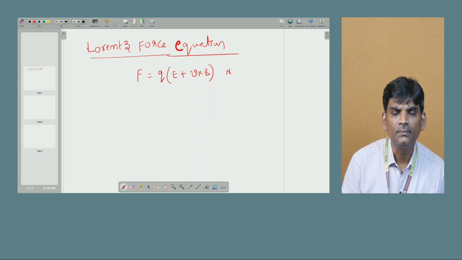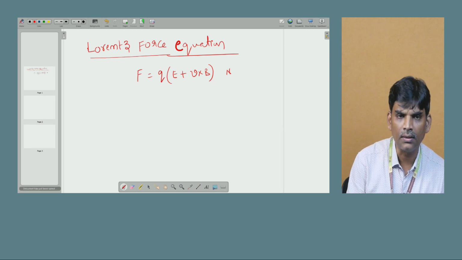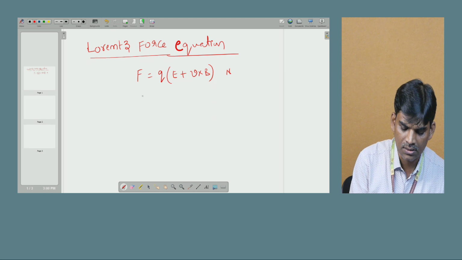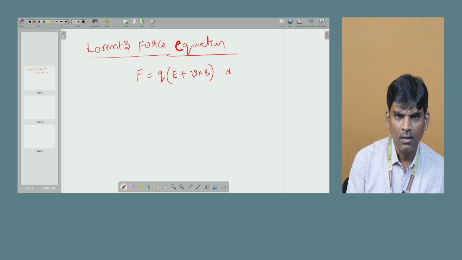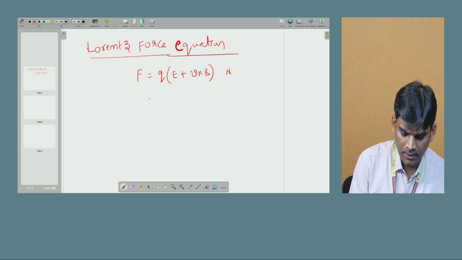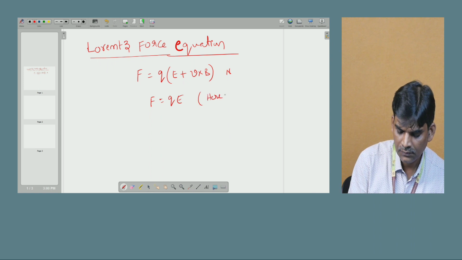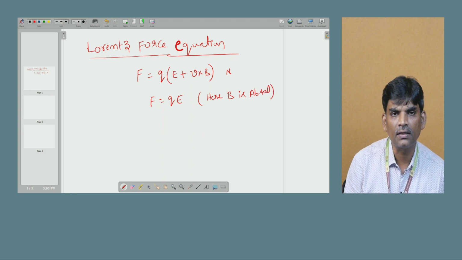For example, if only the electric field is available, that means B, the magnetic flux density, is absent. At that time F is equal to QE. Here B is absent. This is the equation for the electric field alone.